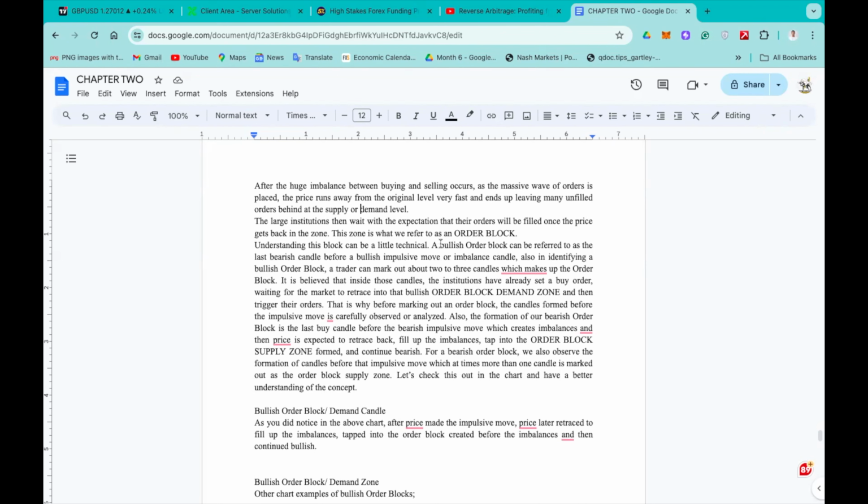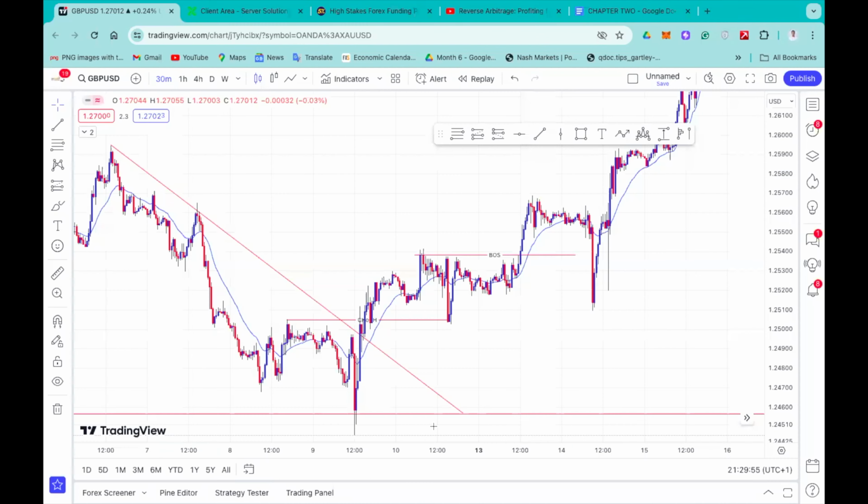Okay, so a bullish order block can be referred to as the last bearish candle before a bullish impulsive move or imbalance candle. Also, in identifying a bullish order block, a trader can mark out about 2 to 3 candles which make up the order block. Okay, so now remember we said an order block is the last bearish candle before an impulsive move that left an imbalance.